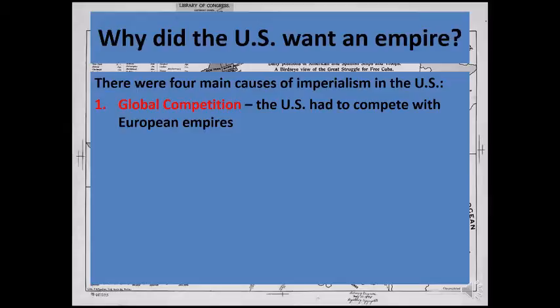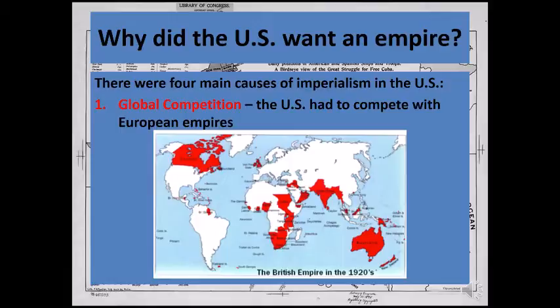Here you can see a map of the British Empire in the 1920s. A little bit later than the time period we're looking at, like the turn of the 20th century, but still, you can see here how vast Britain's empire was. And even today, countries like Australia and Canada are part of the Commonwealth of the British Empire. They still trace their connections back to the British Empire, even though they're independent countries on their own now. And the U.S. was competing with countries like this who were trying to spread their influence across the world, and we wanted to do the same thing.